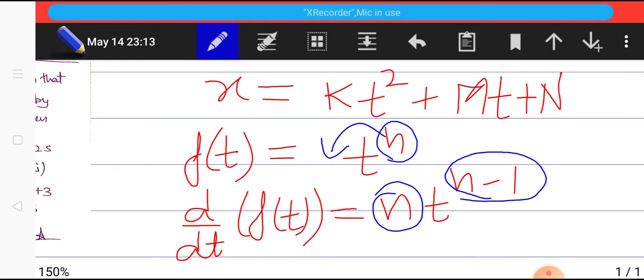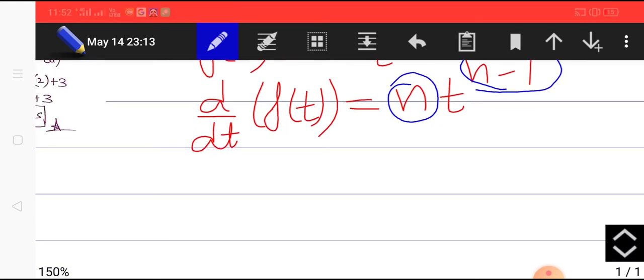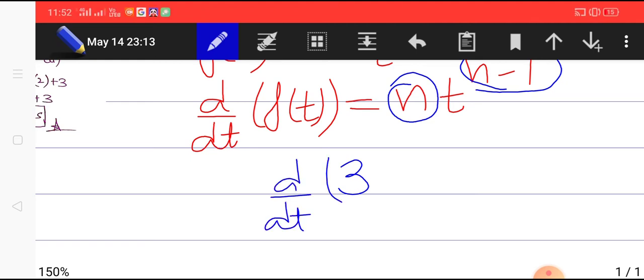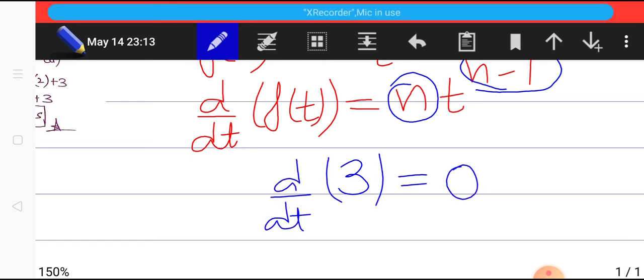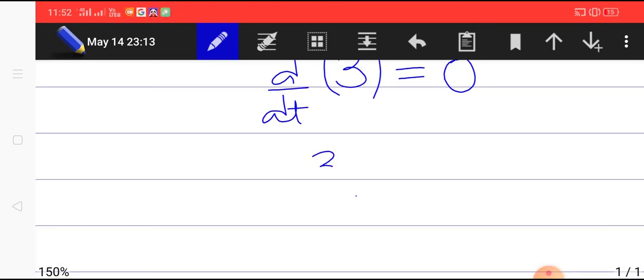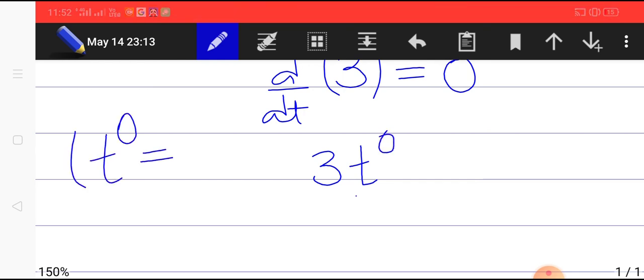And as you can see by doing this, if we are having any constant, say 3 is a constant, so why is differentiation of a constant 0? It is a very common question. So differentiation of a constant is 0 because we can consider 3 as 3 times t raised to power 0, because anything raised to power 0 is always 1. So 3 multiplied by 1 will not change anything.